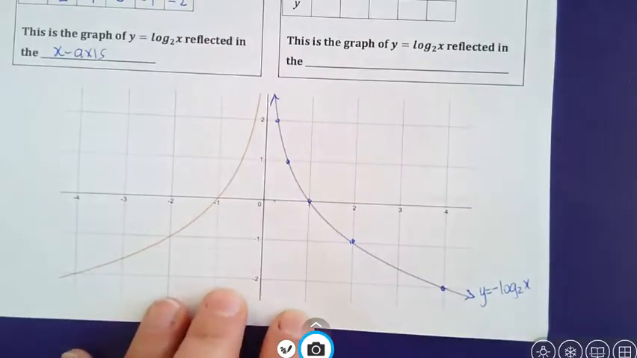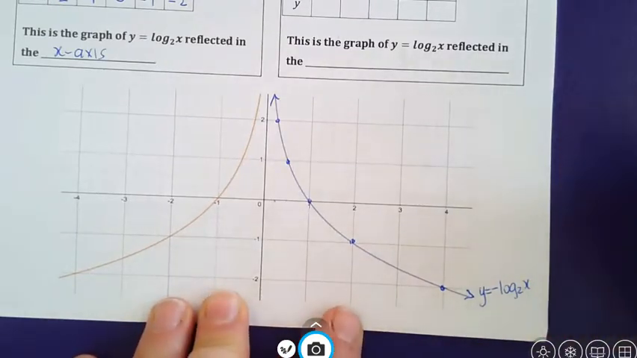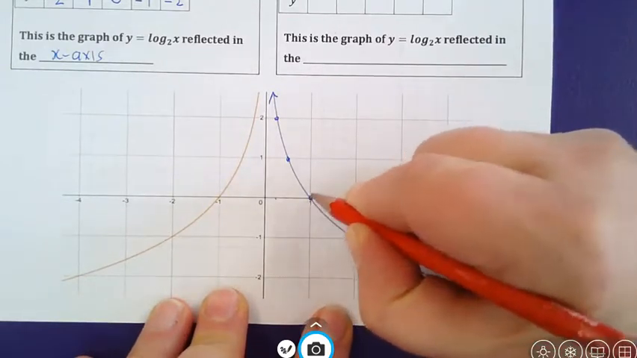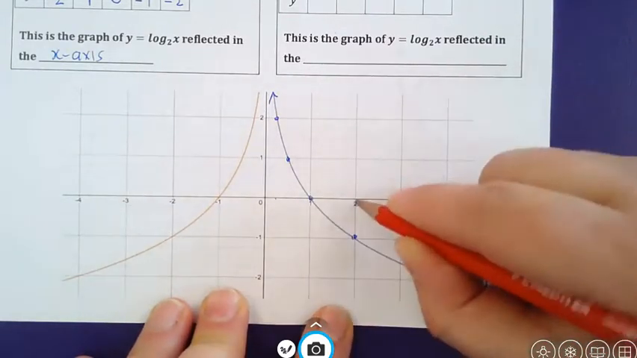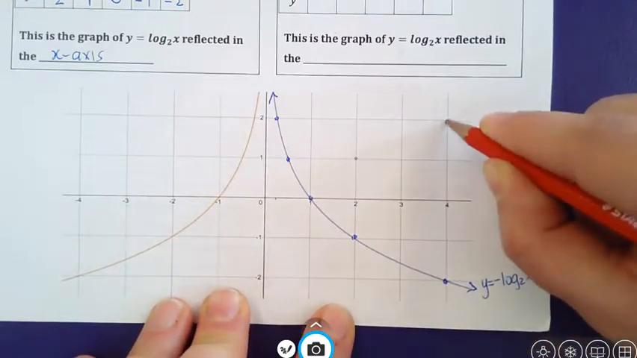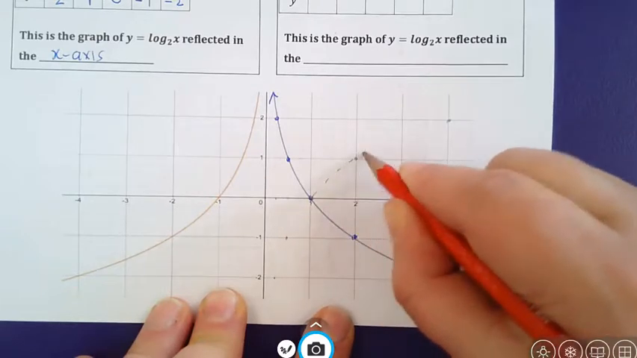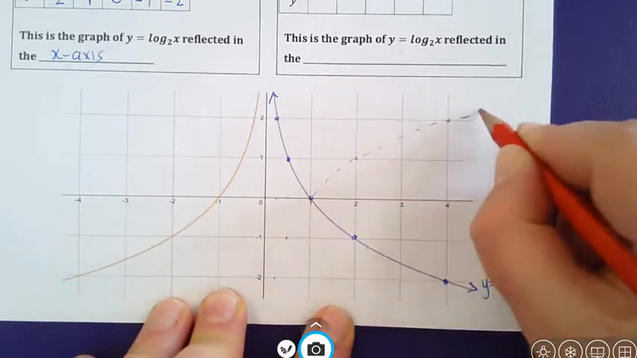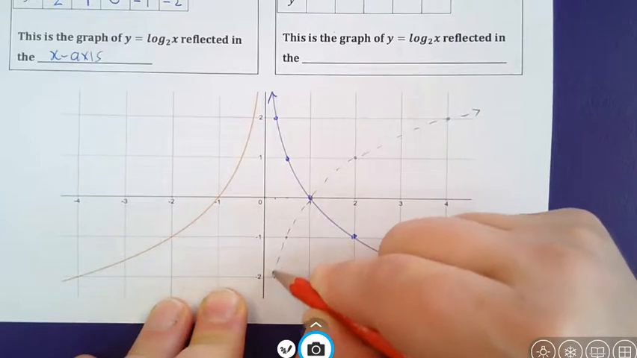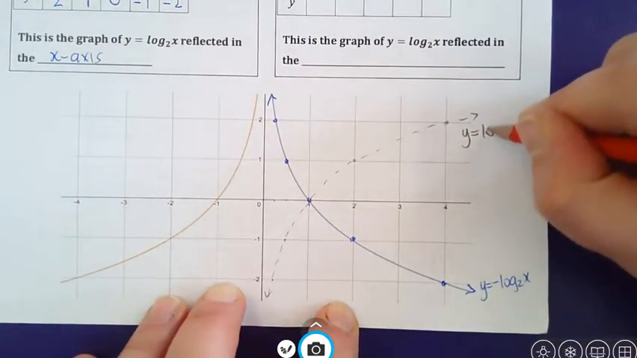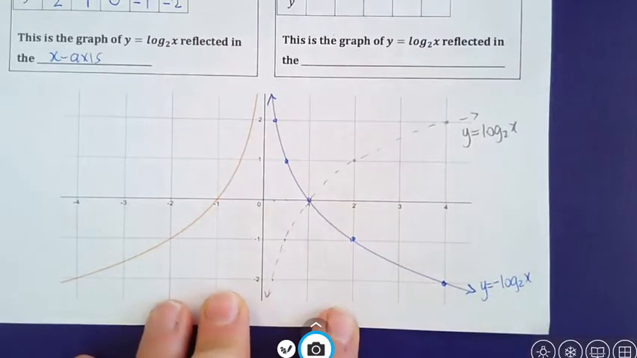Please, in pencil or red or something else, can you put log to the base 2 of x on the same graph? So log to the base 2 of x, that's there. When x is 2, y is 1. But can you just dot it in? So this is log to the base 2 of x. Can you just do it dotted so that you can see? So the dotted one is y equals log to the base 2 of x.